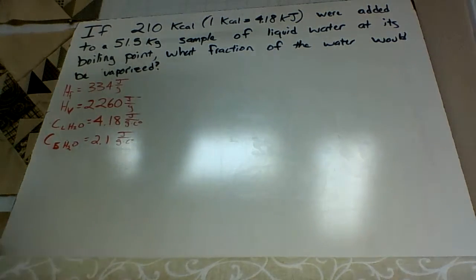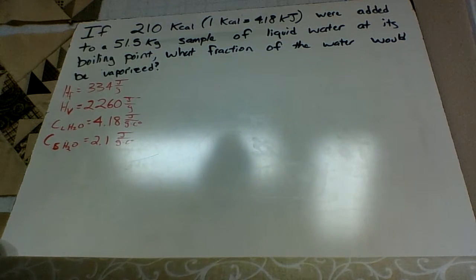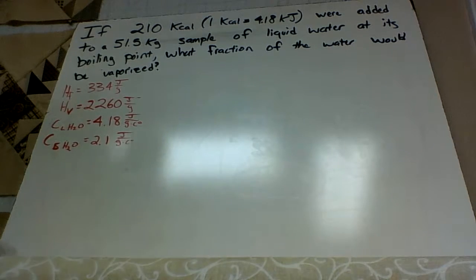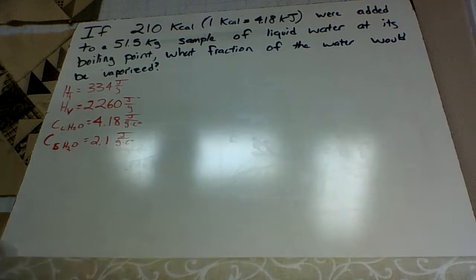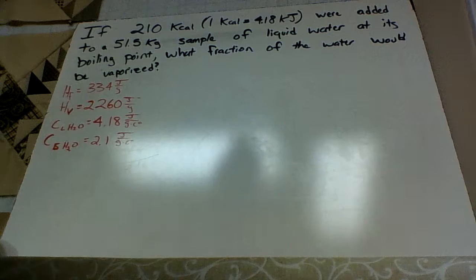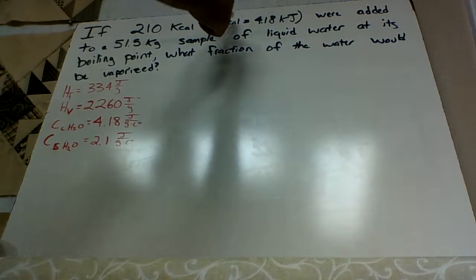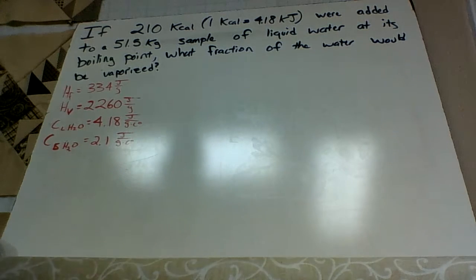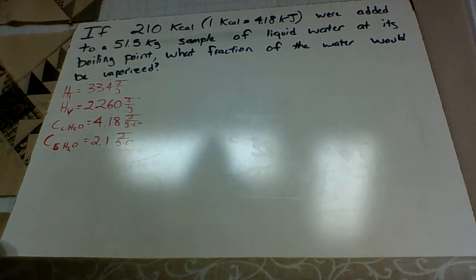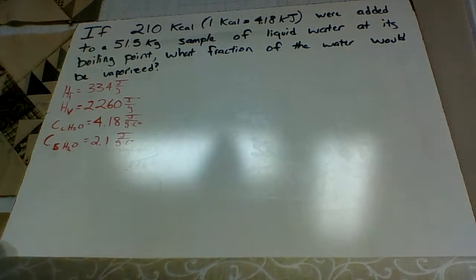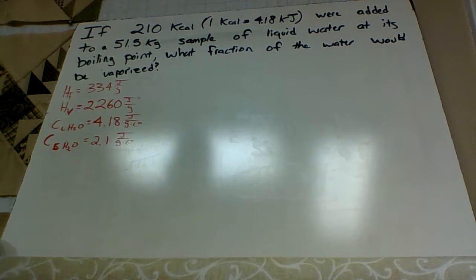Alright, so this is another example similar to the one that was worked on the homework worksheet, C.3.3. It says if 210 kilocalories, which a kilocalorie is just another measure of energy, which is equal to that many kilojoules, were added to a 51.5 kilogram sample of liquid water at its boiling point, what fraction of the water would be vaporized?